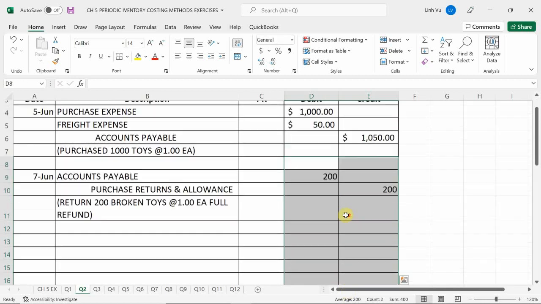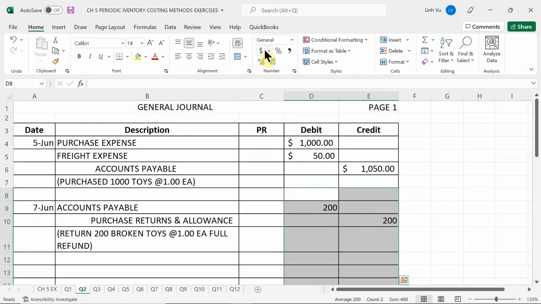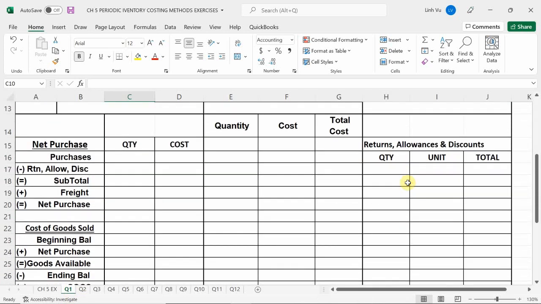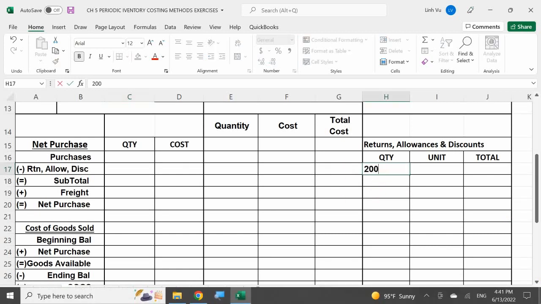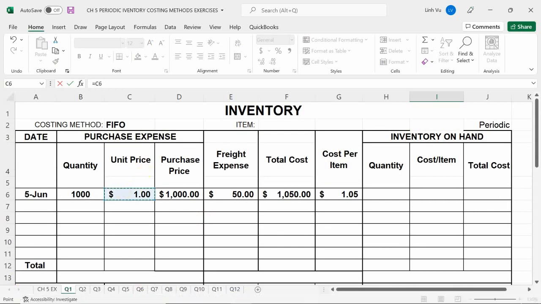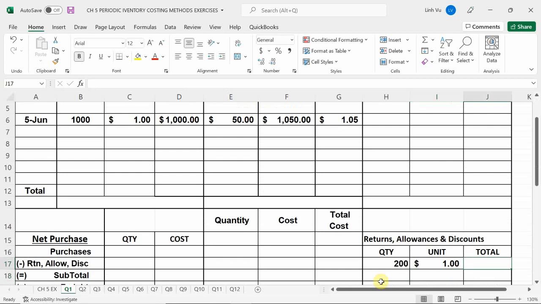Okay. Now, where am I going to be putting this into my inventory worksheet? This is where I get to finally use the last column here, the bottom right corner. This table right here is meant for my purchase returns, allowances, and my discounts. So in this case, I returned 200 units. Because I can only return the price, and I only have one batch of inventory, this one is at $1 each. So that's going to give me a refund of $200.